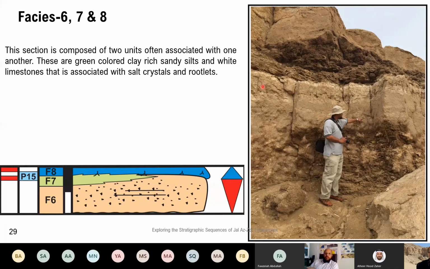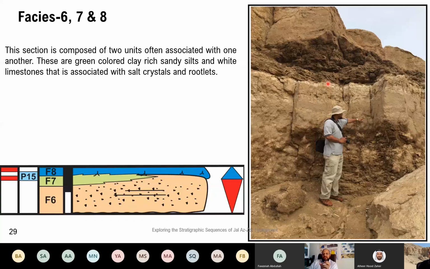So this is where it gets interesting, the F4 facies. You can see here at the top, there is a half-meter white layer, and this white layer generally caps all of the sequences that we see in Jal Az-Zor. Now, you need to keep in mind that these facies are easily eroded. So if they are not there, most likely they are eroded and incorporated into the overlying sediment. So you can see some evidence of reworking in the next cycle.